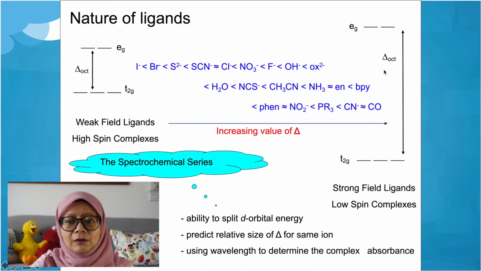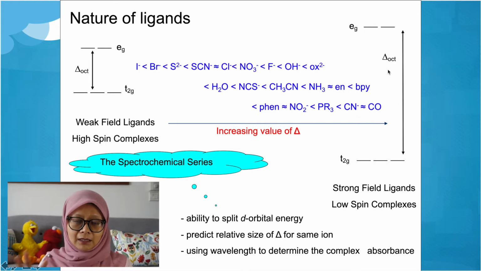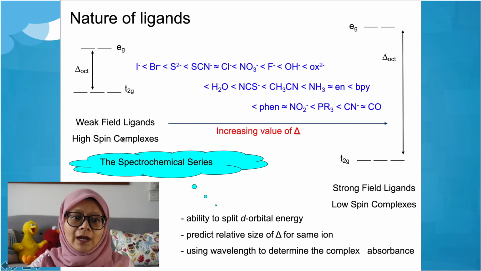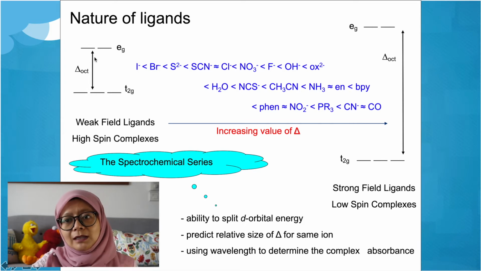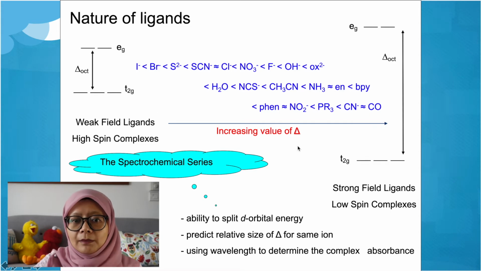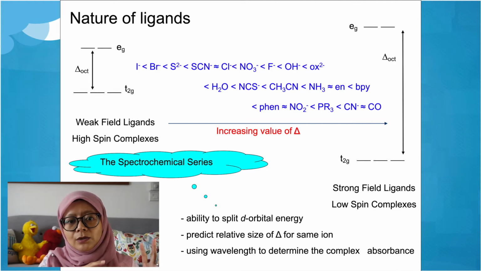So the difference between the T2g and eg here is bigger compared to the high spin complexes, where you have the presence of weak field ligands. For the high spin complexes, the energy difference between these two levels is much smaller than the low spin complexes, because of the types of ligand. So you need to be able to differentiate which one is the strong field ligand and which one is the weak field ligand.